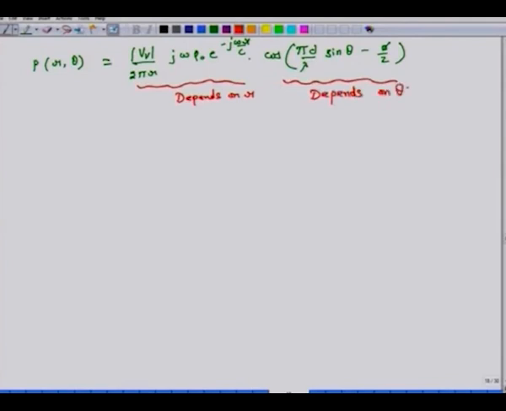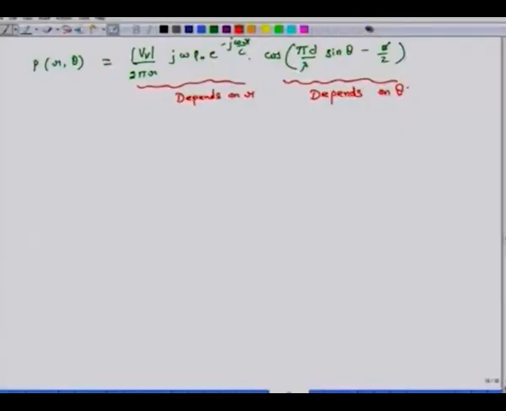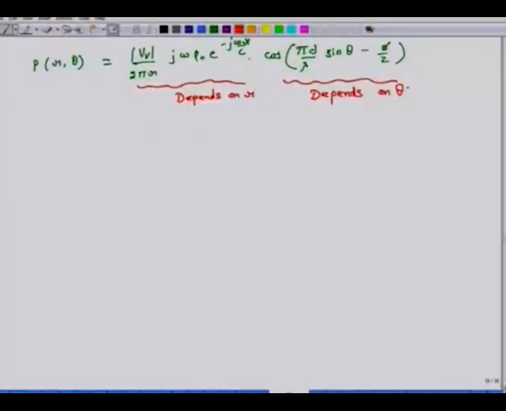The second term depends on theta. So, even if the value of r is fixed, if I go around a circle, the value of the pressure at different values of theta will be different. So, what we are going to do is assume some value of lambda, some value of d and some value of phi, and then see how the dependence on theta manifests itself for a particular set of variables.